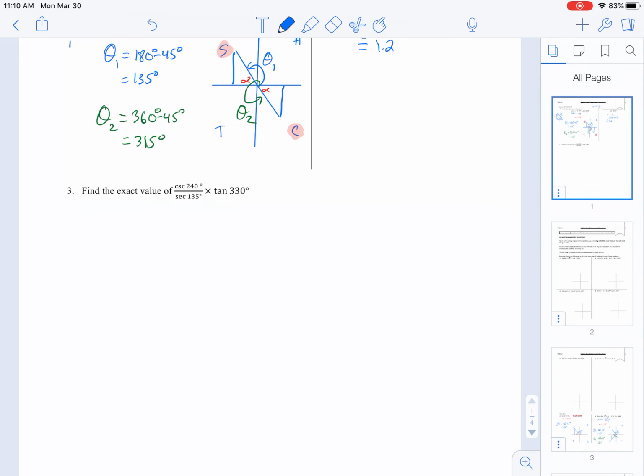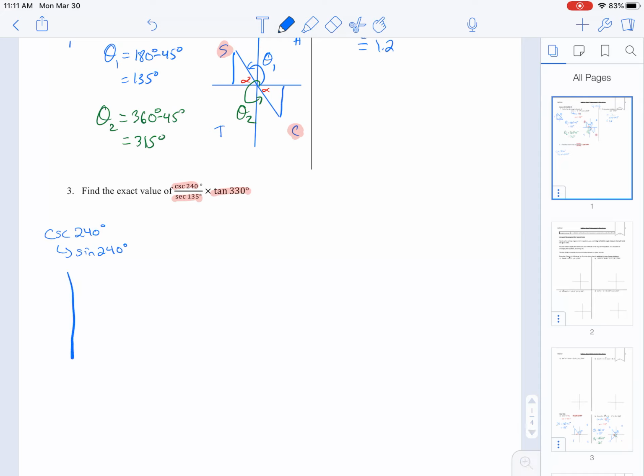Next one's going to require a fair bit of work. This one says find the exact value of this expression here. So really, it's like you've got 3 different questions you've got to do. You've got this one, and this. And then you can try to put it all together at the end. So let's start with the first part, cosecant 240. Cosecant matches up to sine.